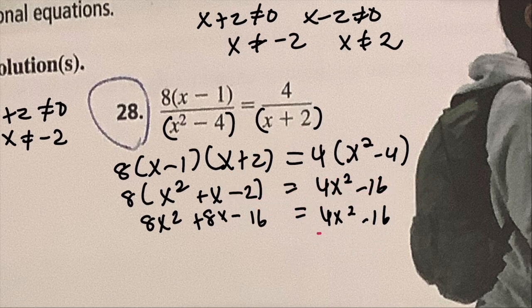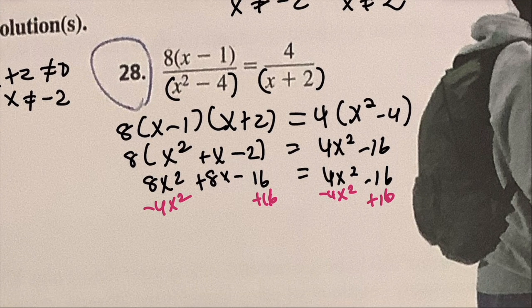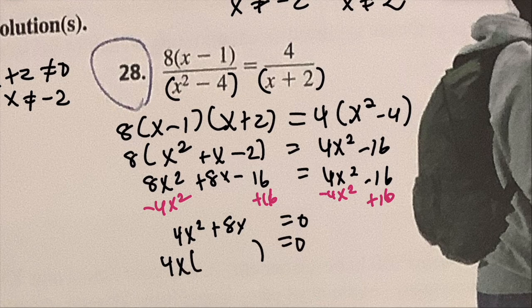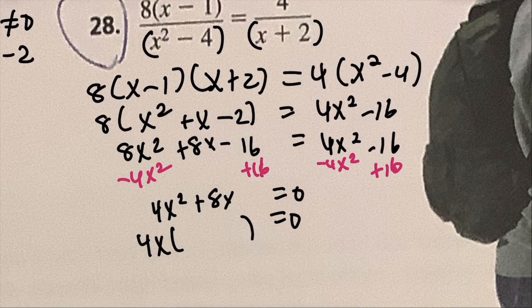Now, how do I do that? Well, I need to subtract 4x squared and add 16 to both sides. That's really great because the 16s cancel, so that makes life a little easier on you. So we get 4x squared plus 8x equals 0. Now, that's a quadratic that's most effectively solved if it can be factored. And it can be very easily. They're both divisible by 4 and an x. So take out that 4x, and we are left with x plus 2.